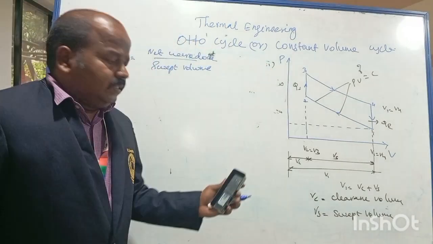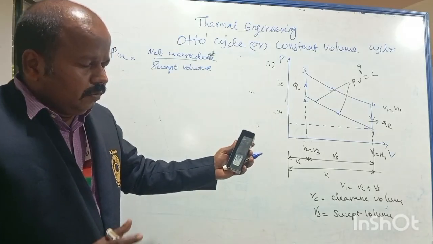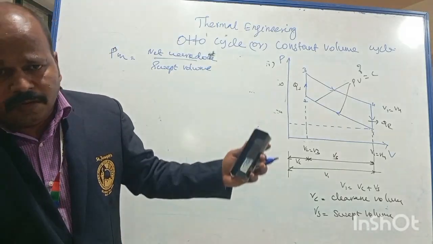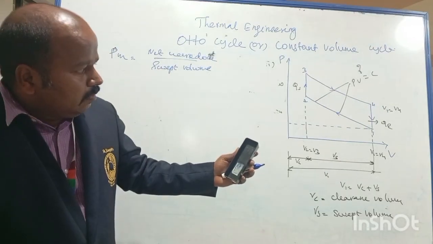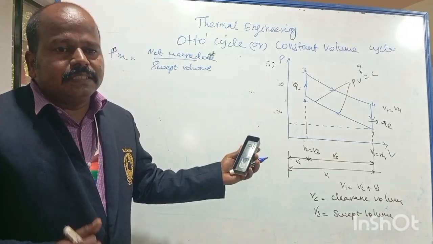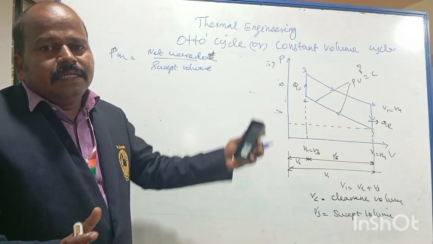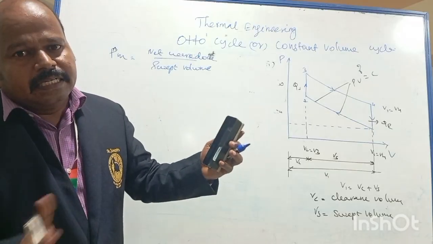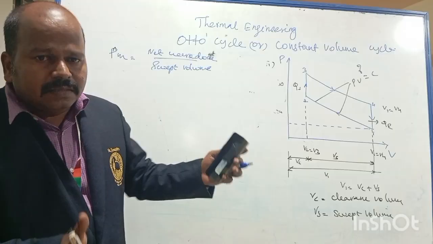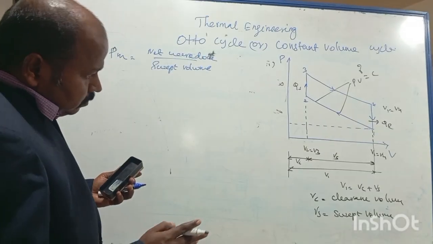I will tell you the definition. Swept volume is the volume occupied while the piston moves from top dead center to bottom dead center. That is called swept volume. And clearance volume is the gap that remains between top dead center and the top of the piston at the end of the compression stroke. That volume is the clearance volume.